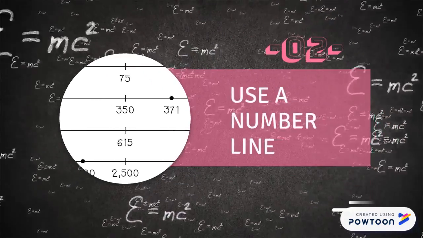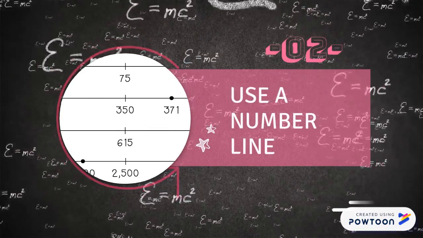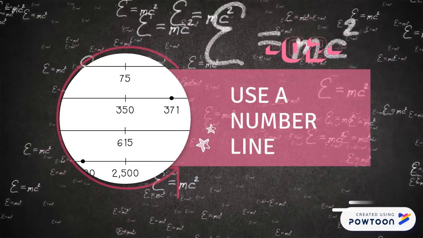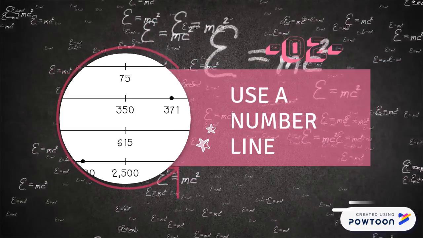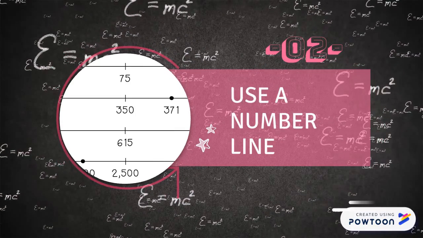Our second step is to use a number line. We will plot points along a line and see which number we are closest to. For example, if we're looking at the number 19, is that closer to number 20 or is it closer to number 10?